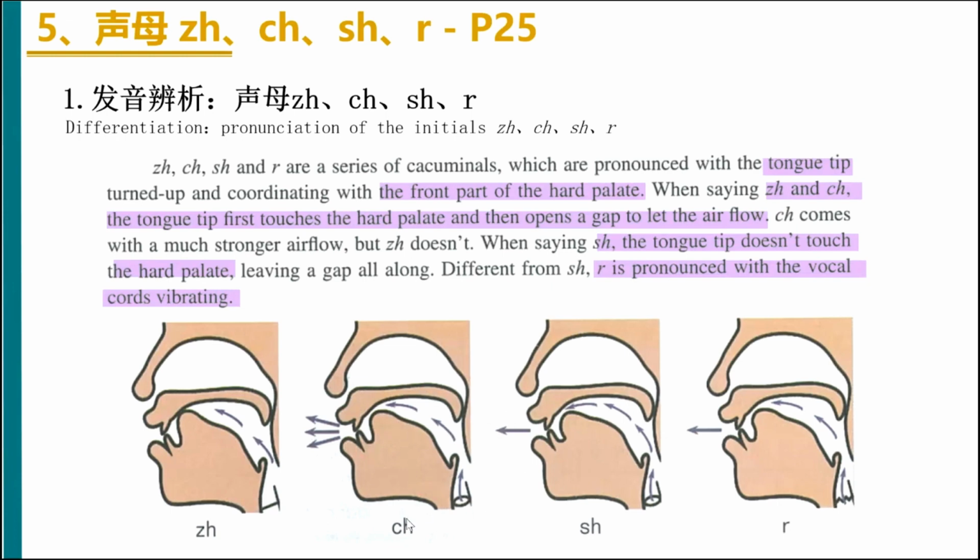Chi, the second one, has the strongest airflow, while zhi is the opposite. It almost has no airflow. Shi and ri have normal airflow, and when we are saying shi, the tongue tip doesn't touch the hard palate, leaving a gap all alone. Ri is pronounced with the vocal cords vibrating.